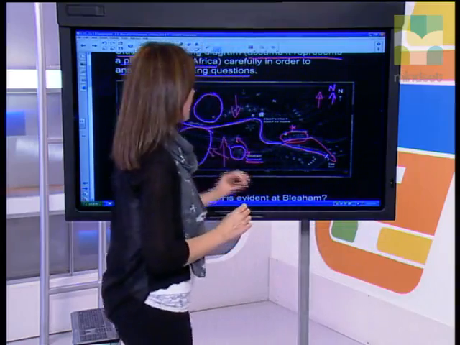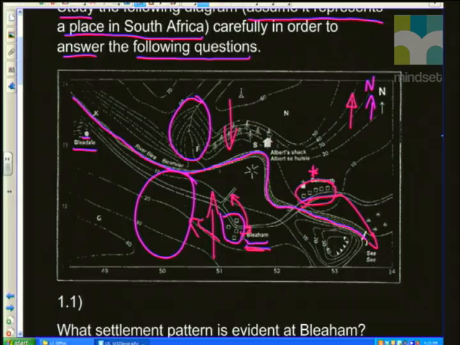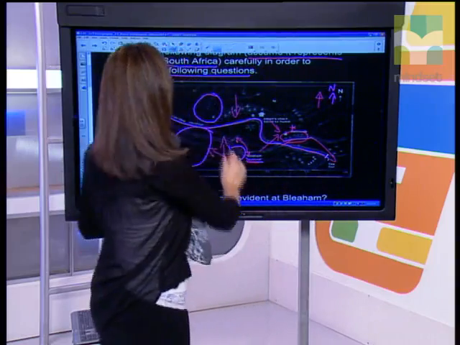If we have a look at other features, you'll see that it is southeast of Albert's Shack, all right? And we also know that it is northeast of Bleum. Right, so include directions when you're talking about situation. You're telling where it is in relation to surrounding features. Let's have a look at the question again.